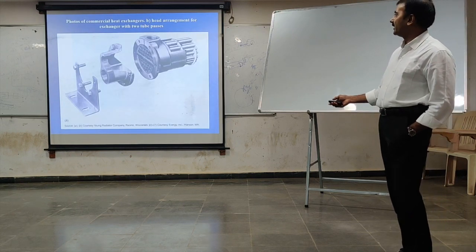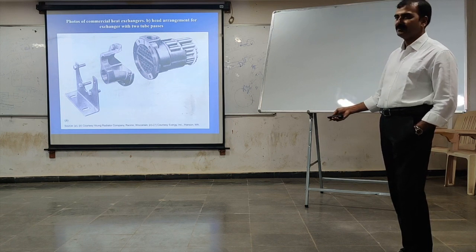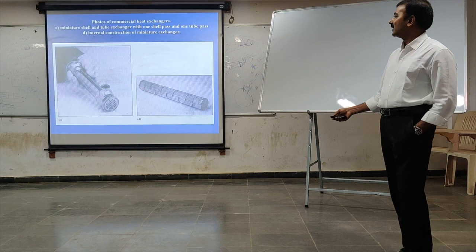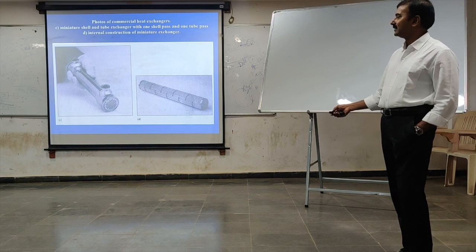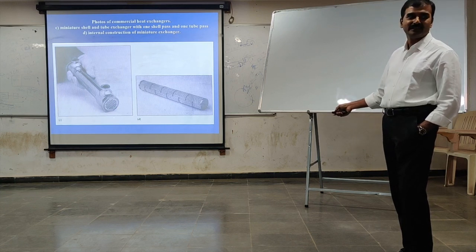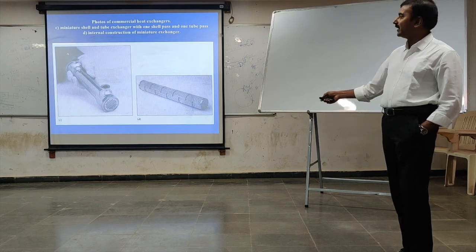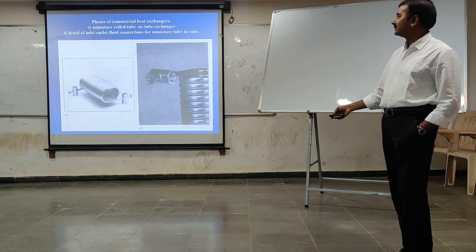Now this is an exploded view, right? It shows the different parts and how they are assembled. And then see here again. This entire tube bundle is just in one direction. Unlike in the previous case, there is no division here. So the tube fluid and shell fluid each enter at one end and leave at the other end.